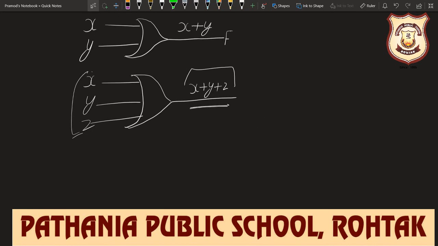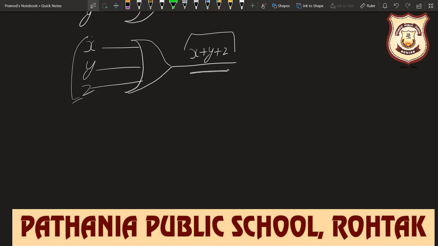So in the previous class and in this class, we have completed our gates, and the basic gates are AND gate, OR gate, and your NOT gate. These are your basic gates, but two or three other gates are also there. One is your NOR gate, next is your NAND gate, and next one is your XOR gate.